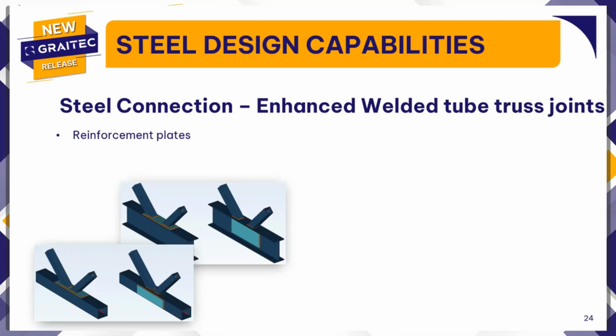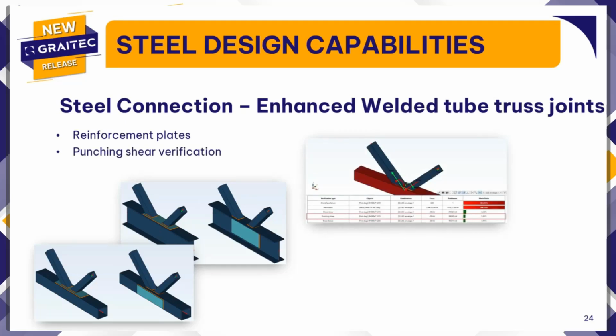welded to the top flange or a web of a cord made of I sections, or welded to the top or side wall of the cord made of rectangular or square hollow section. Of course, all the verifications are also performed according to that reinforcing plate.